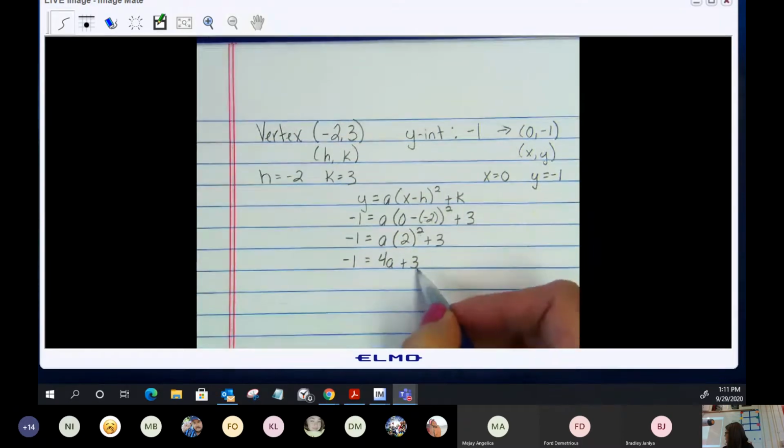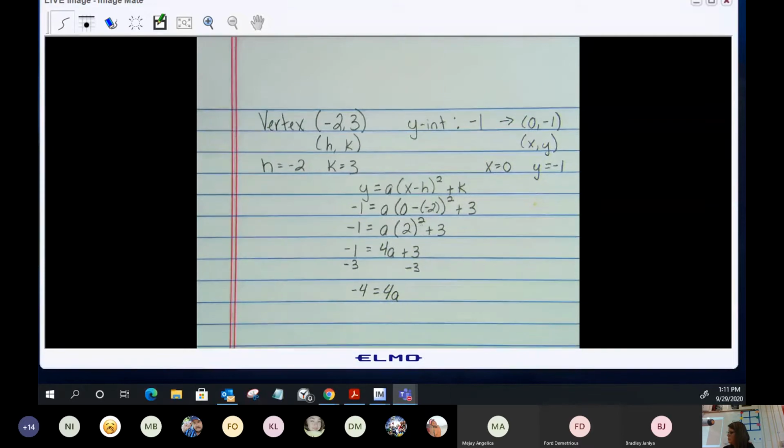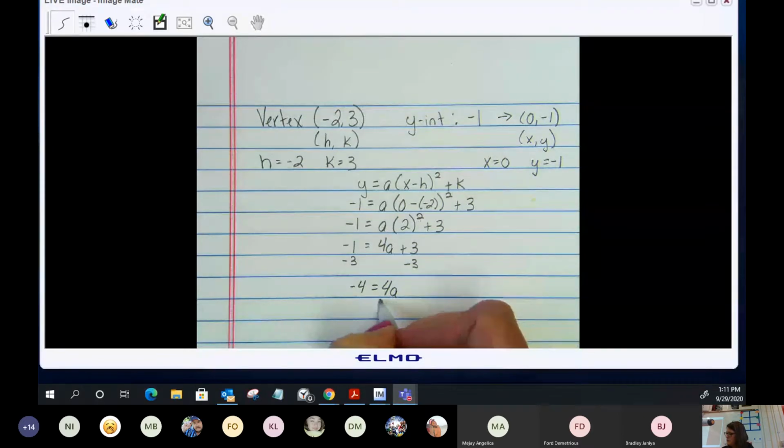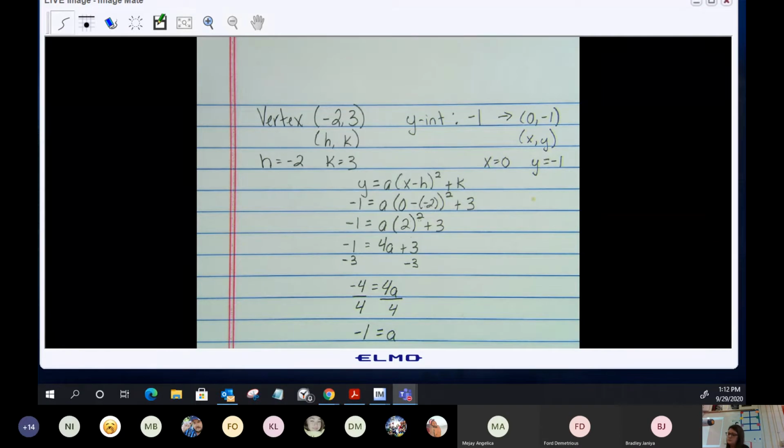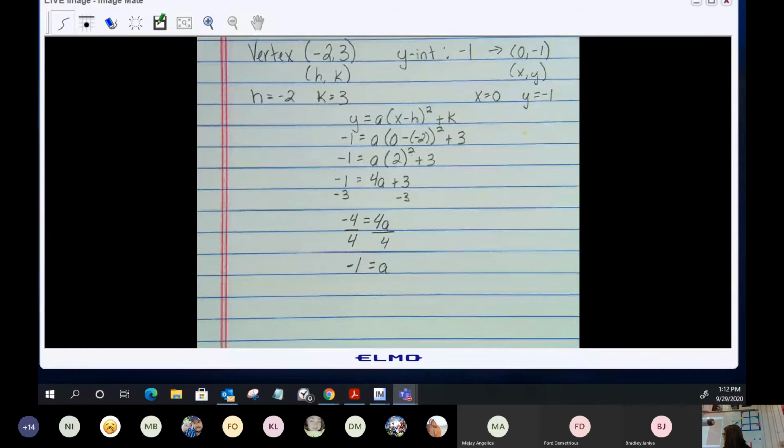And now, again, I'm solving for a, so let's subtract the 3 from both sides. And we are left with -4 equals 4a. Divide out the 4, and I'm left with -1 equals a. So now that I have an a value, an h value, and a k value, let's write this in vertex form.